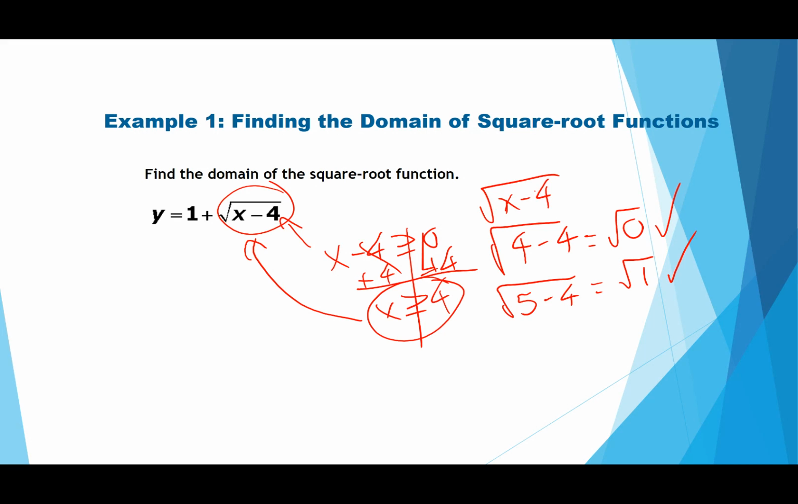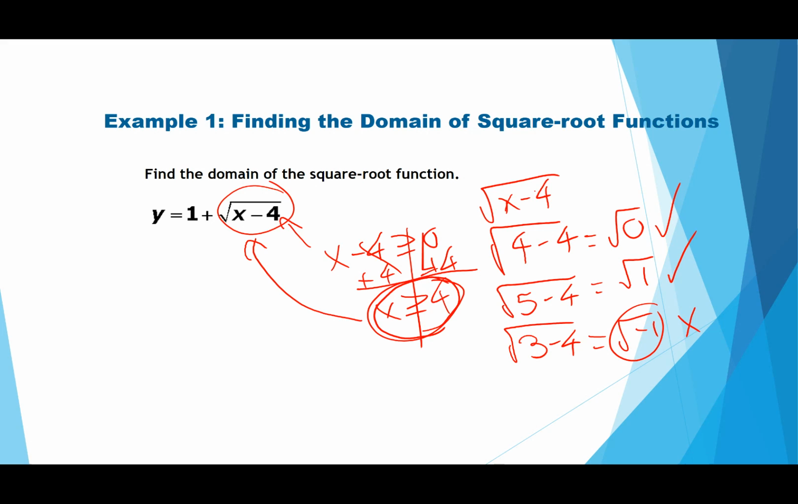Now, what I can't use is a number less than 4, because remember, x has to be bigger than or equal to 4. So let's choose a number less than 4, and we'll see what happens, right? Let's choose a number like 3. 3 is less than 4, so if I put 3 in for x, then I've got the square root of 3 minus 4. 3 minus 4 is negative 1. So that's the square root of negative 1. Now, this doesn't work because you can't square root a negative number.